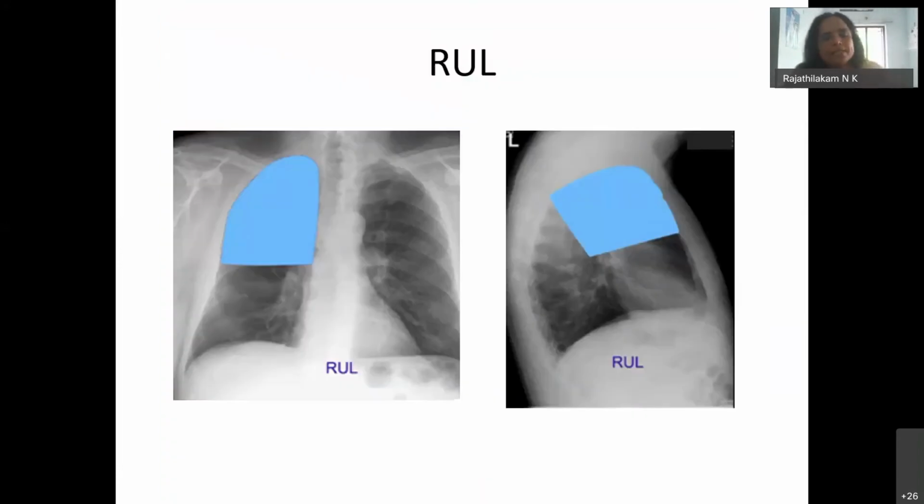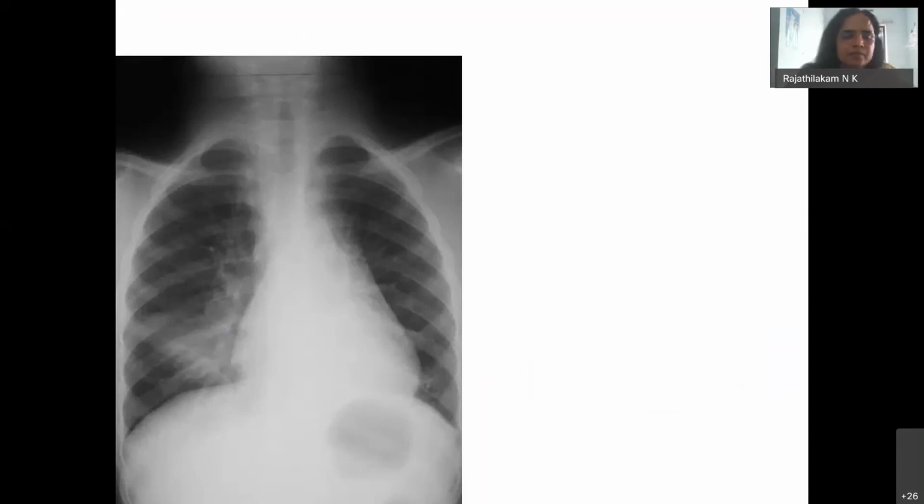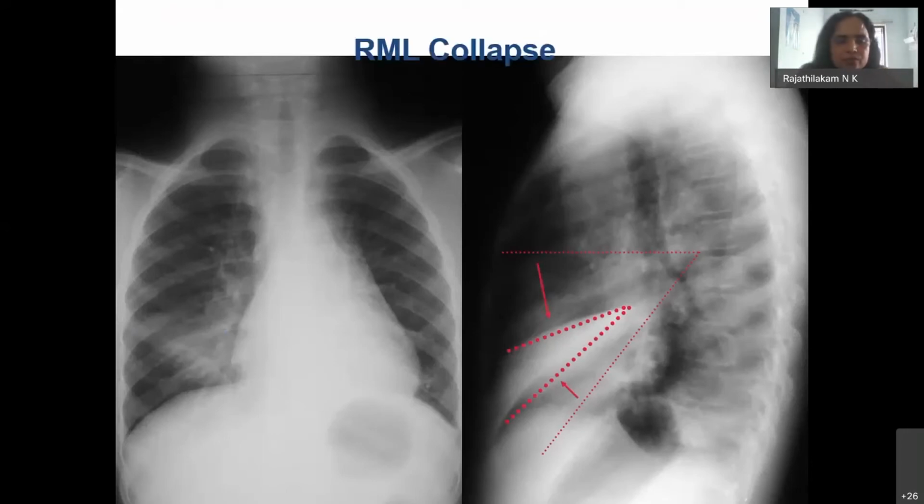The position of the right upper lobe in the lateral view and the PA view. This is the right upper lobe position, and this is the right upper lobe in lateral view. Next slide. This is the right middle lobe, and here in the lateral view is the right middle lobe. When there is collapse of the right middle lobe, the shadow will be like a triangle. Next slide. This is right middle lobe collapse, and it can be seen here. Here the collapsed segment can be seen, a triangular shadow. Okay, next slide.